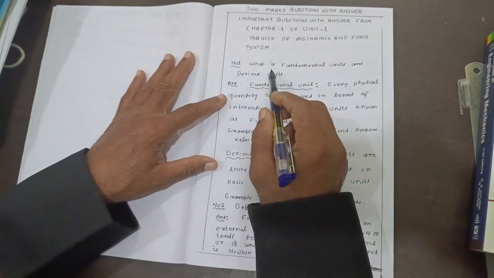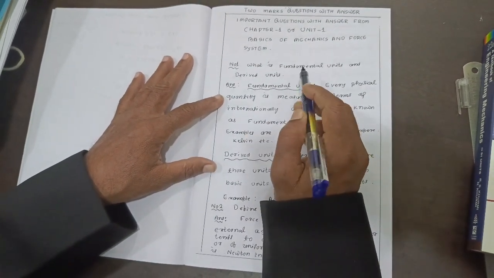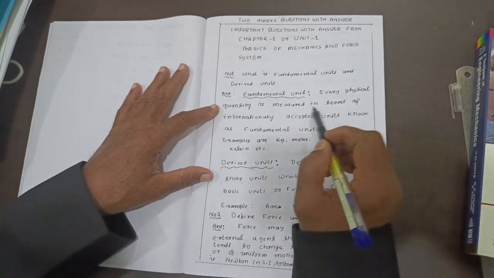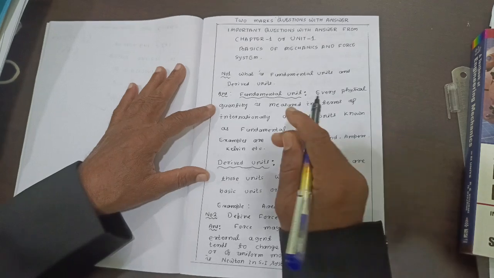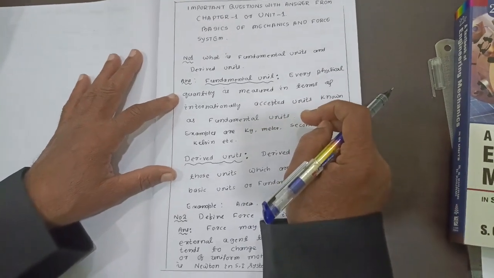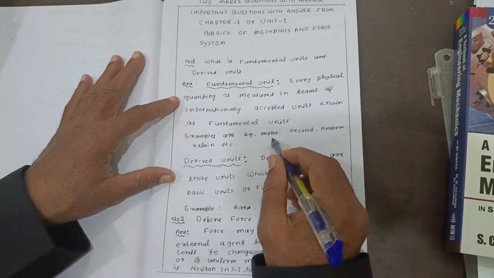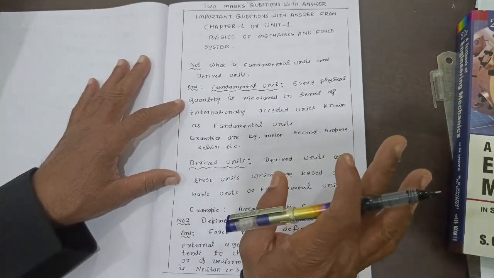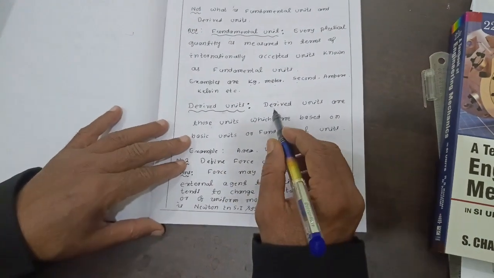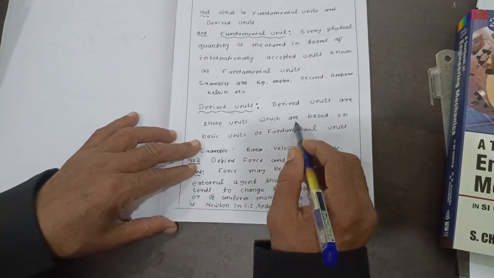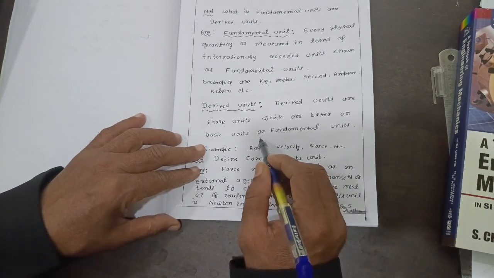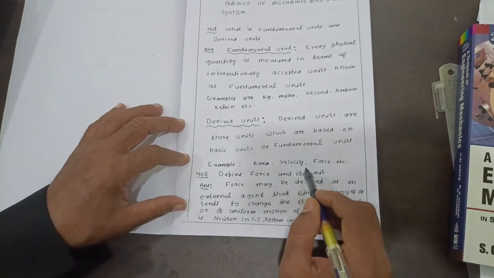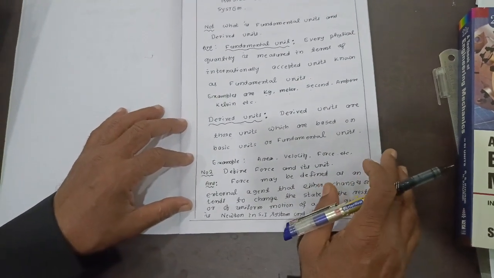First, number 1, what are fundamental units and derived units? Generally, every physical quantity is measured in terms of internationally accepted units known as fundamental units. Examples are kg, meter, second, ampere, Kelvin, candela, etc. What is a derived unit? Derived units are those units which are based on basic units or fundamental units. Examples are area, velocity, force, etc.